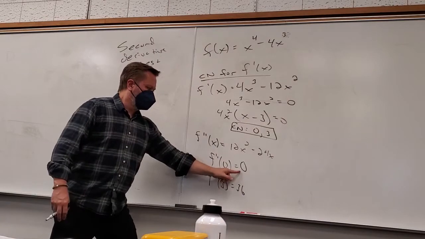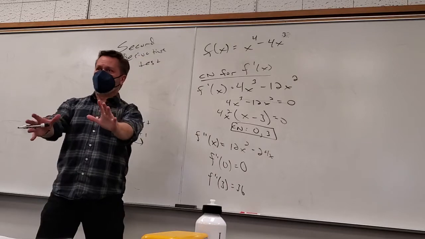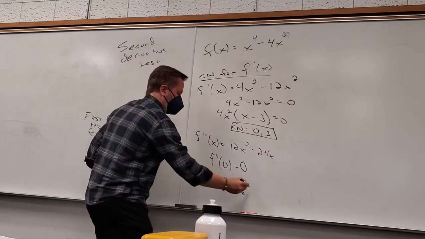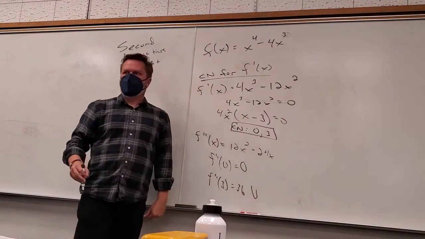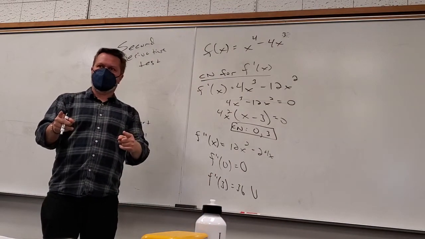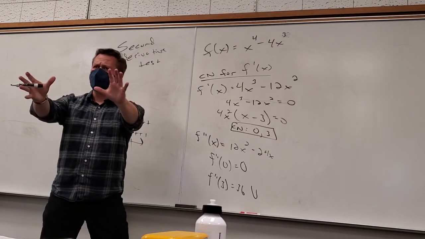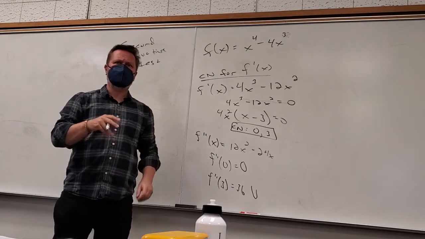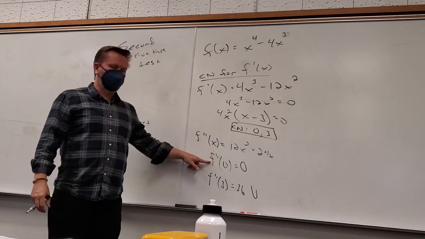What's the important thing to notice about the number 36? It is positive. So what does it look like around 3? Cup up. So what is located at 3? A minimum. Does that make sense? That's an alternate thing besides the first derivative test. I could just use the second derivative, especially if it's easy. Now, why do we then learn about the first derivative test? Well, what does this tell me?